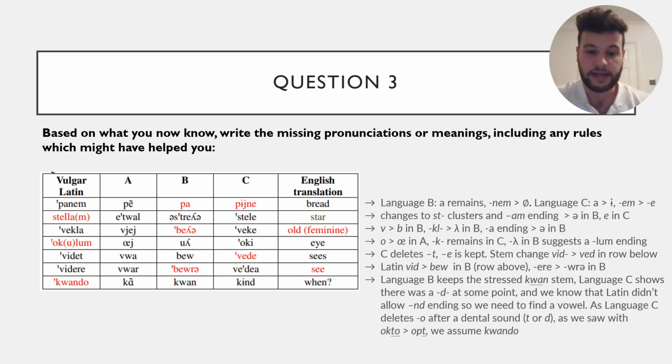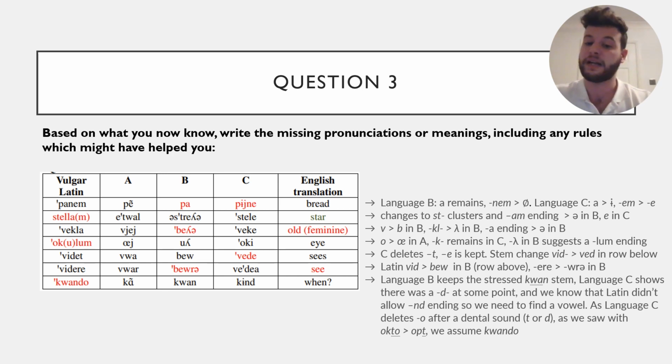And then again, underneath, we know that V becomes B in language B, so videre to beure, V becomes B, and we also know that the ere ending becomes ura from I believe our second table exercise.